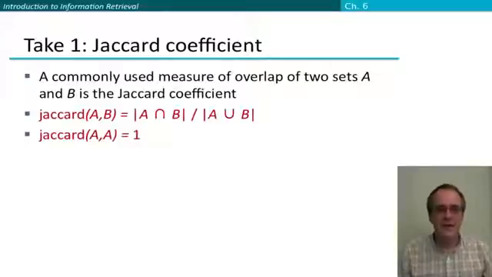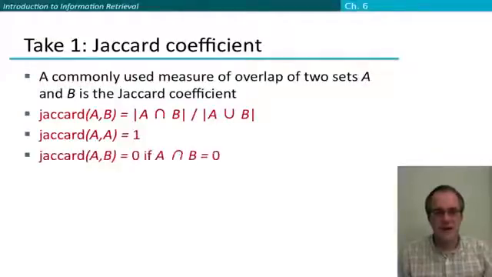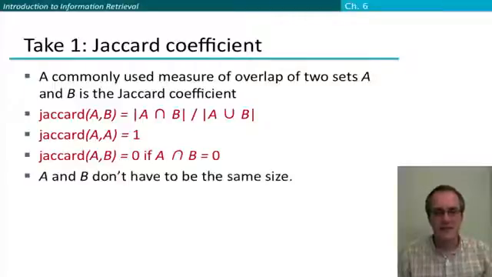If we take the Jaccard coefficient of a set with itself, then the set has some size, and that size will also be the size of the intersection and the union, so the ratio will be 1 and the Jaccard coefficient is 1. If two sets are disjoint and have no members in common, then the numerator of the Jaccard coefficient will be 0, and so the Jaccard coefficient is 0.